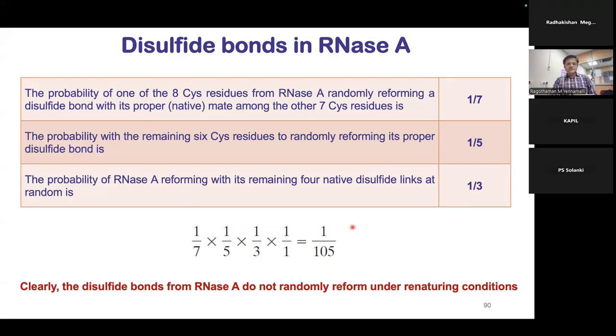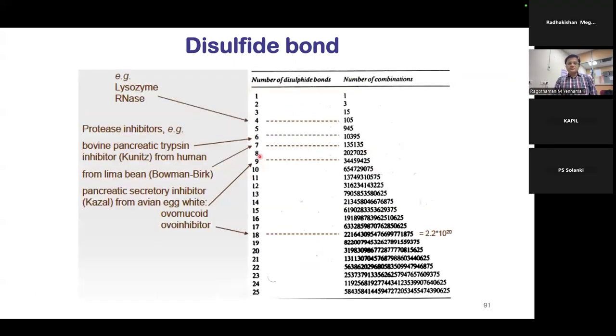Clearly, this conformational search space of making a disulfide bond with any two cysteines is not happening, and it's not a random process. Lysozyme has 4 disulfide bonds, so it takes about 105 combinations. And even the RNases that Anfinsen studied. The more the disulfide bonds, the more the number of combinations exponentially increases.